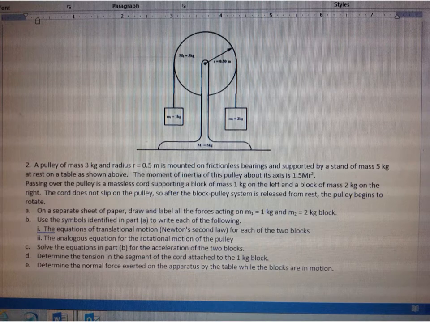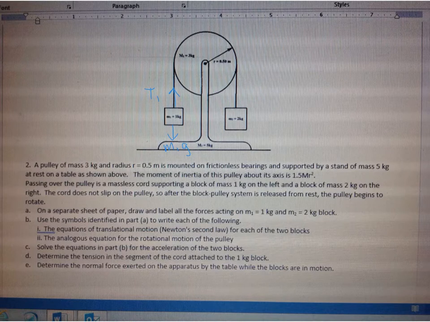So for part A, it asks us to draw and label all the forces acting on M1 and M2, so I'm going to go ahead and do that on the diagram above. So for mass 1, we should have its weight going down, M1g, and we should have a tension, T1, going up, and T1 has to be bigger than M1g.